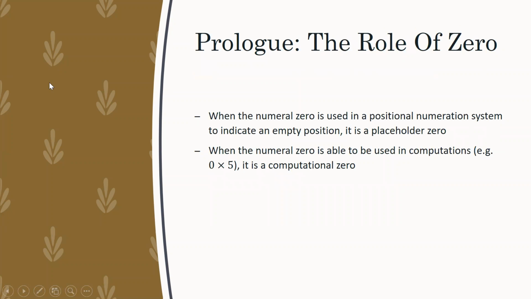Also, 0. We're used to 0 being a numeral, a number, and being able to use it in computation. So it makes sense to do something like 0 times 5. In our system, 0 is a placeholder and it's a computational 0. A placeholder 0 is used in a positional numeration system to show that there's an empty position. Like in the number 205, there are no 10s. That's what the 0 there signifies. The placeholder and computational functions of 0 are two separate functions. Our 0 does both. Not all zeros do.